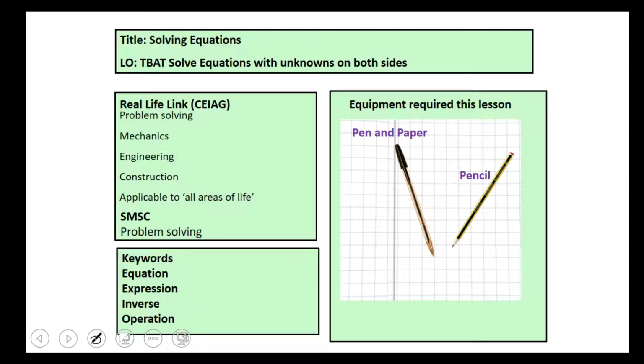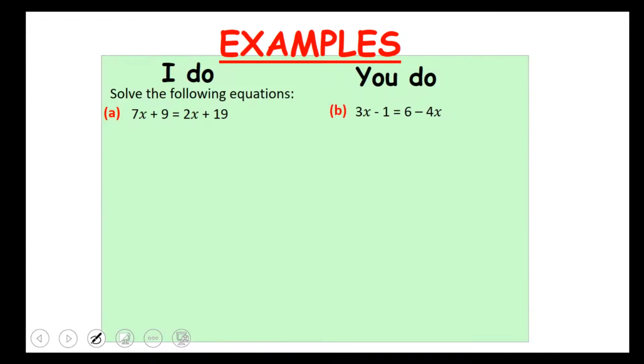What we'll be doing for today's lesson is solving equations with unknowns on both sides. The equipment required this lesson is a pen, a paper and a pencil. Keywords are equation, expression, inverse and operation.